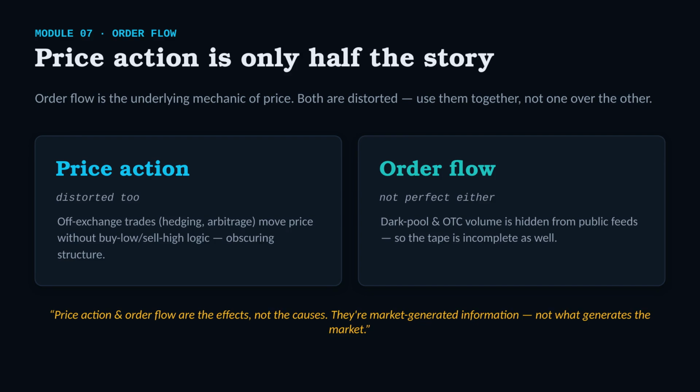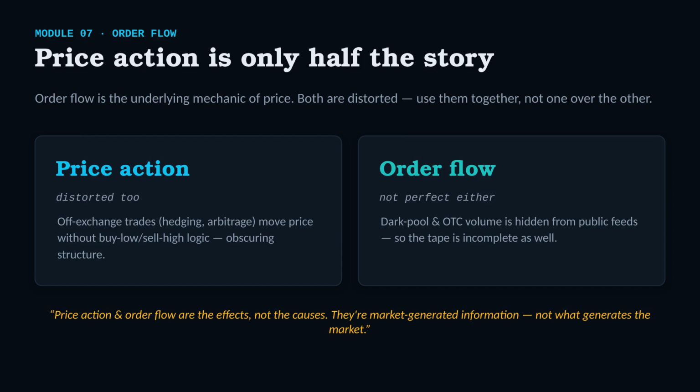Most discussion around market structure, liquidity, and supply and demand focuses exclusively on price action. But that is only part of the story. To understand the market properly, you must also examine order flow, which is the underlying mechanics of price movement. Now, some smart money traders dismiss traditional order flow tools. Their argument is that a significant portion of trading volume, dark pool and over-the-counter transactions, is hidden from public view, and therefore distorts the public data. That criticism holds some truth.